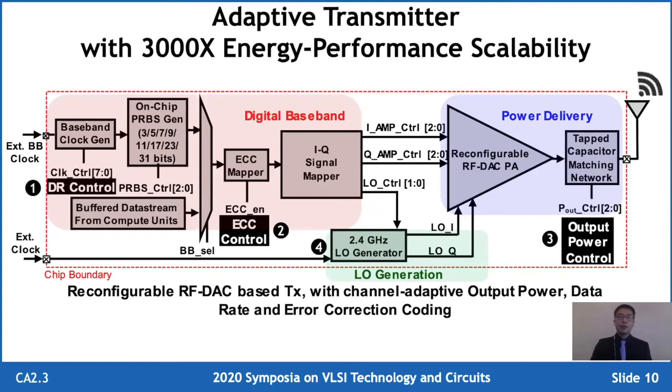The data rate control is achieved by changing the clock rate from 40 kHz to 10 MHz in 256 steps using an 8-bit control. The error correction code can be enabled by one control bit that turns on (8,4) Hamming codes. From the digital baseband, 3 bits of I amplitude control and 3 bits of Q amplitude control control how many legs of the RF DAC would be turned on, while 2 bits of LO control generate appropriate local oscillator phases.